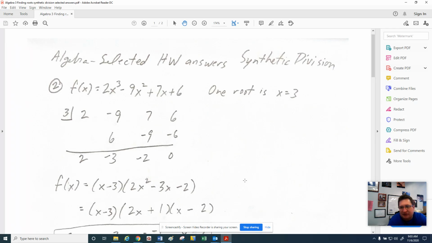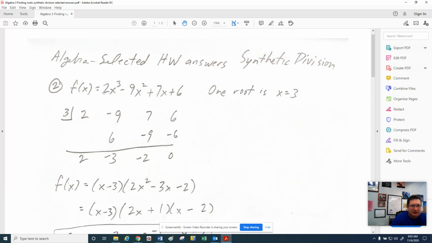You can see on the screen here that I've got number 2 on display, and it's a cubic function. This is one of them where we tell you what the root is, or at least one of the roots, and you can see that it's 3. Therefore, I put a 3 in the box.